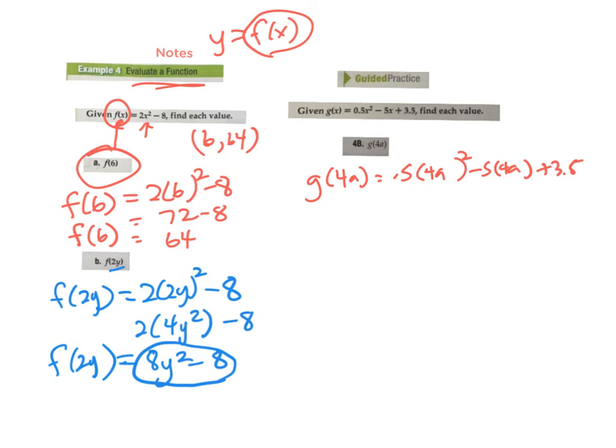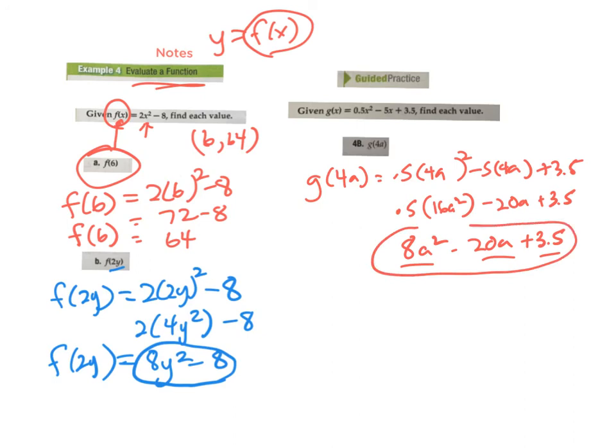So if we go through the math of this, 0.5 times 4a squared is 16a squared. And this will be minus 20a plus 3.5. And then a half times 16 will be 8a squared minus 20a plus 3.5. So all I've done is order of operations and combine like terms. And these cannot be combined. So this ends up being my answer for g of 4a.